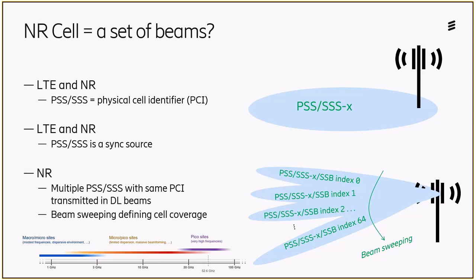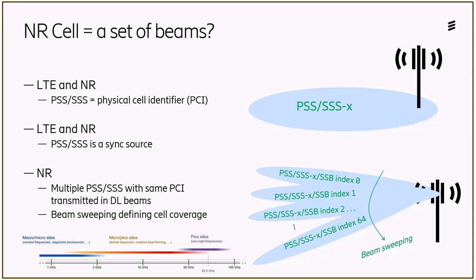We don't call it beam index, really. I mean, there are different terminologies, such as SSB, which is the SS block. But there is a way for the UE to distinguish that I am in the same cell and I'm listening to multiple beams of the same cell, thanks to the fact that there's the same PCI being swept, but different indexes.